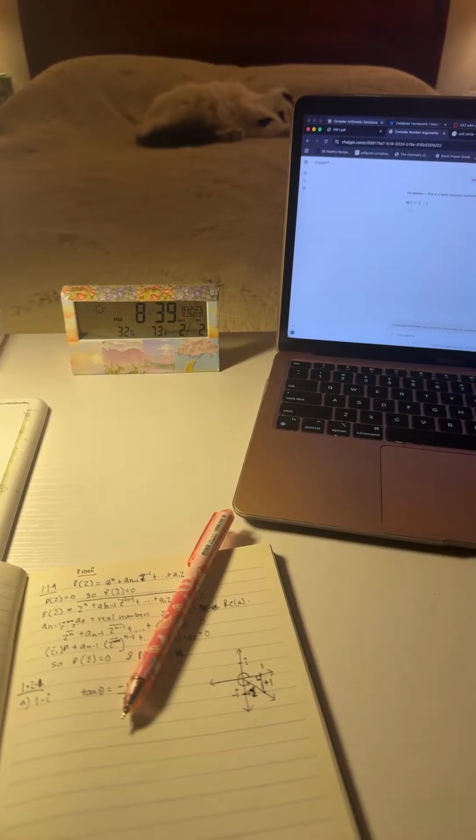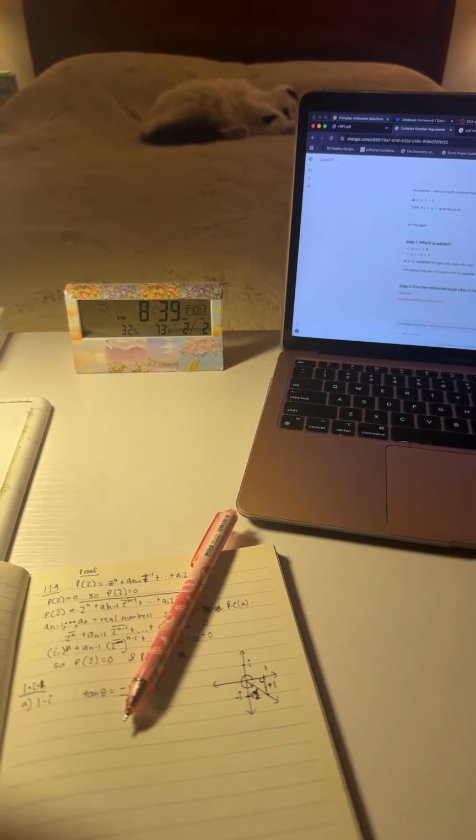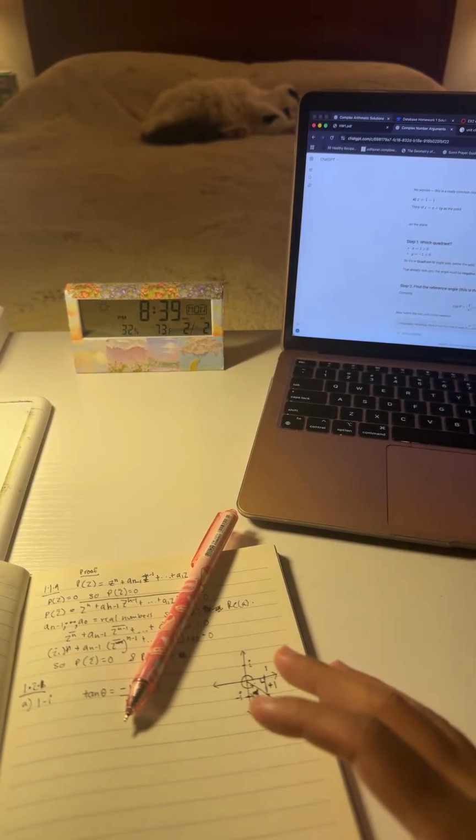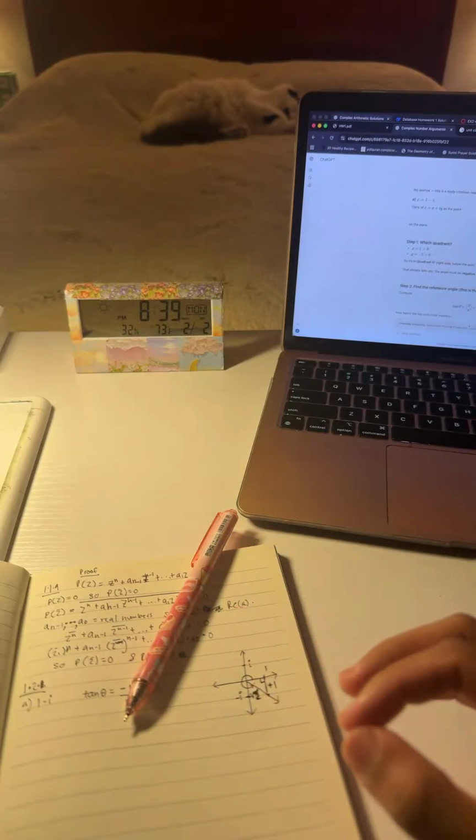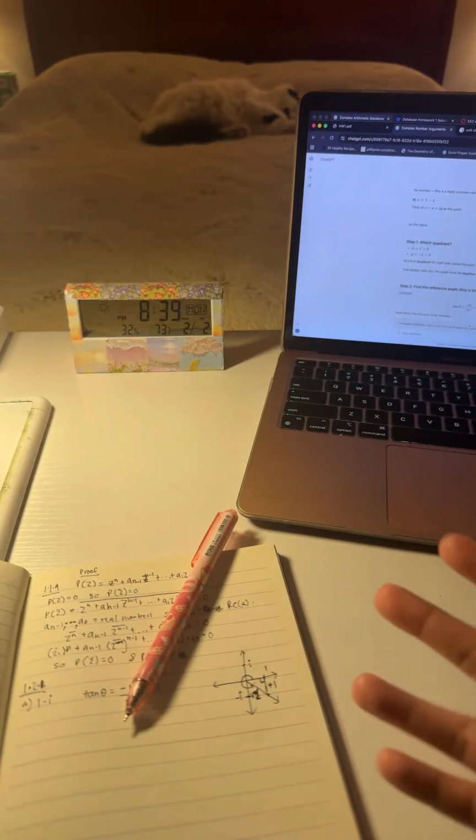How do you stop yourself from using AI while solving algebra problems? I don't stop myself. I still use it. I'm using it right now. It's just that it helps you understand. So focus on understanding more than utilizing AI to just get the answer.